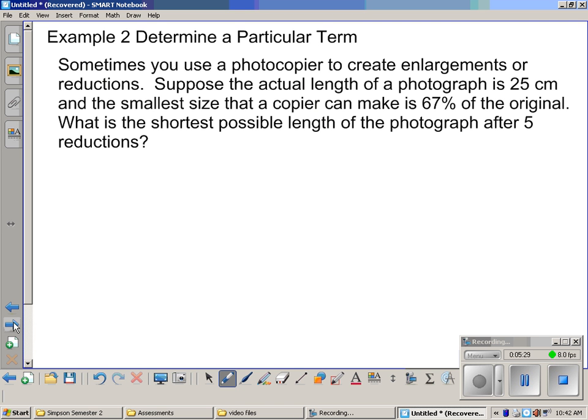So our starting length, or T1, is 25. Our r value is what it's being reduced by. 67% as a decimal is 0.67. And n, our number of terms, is actually 6 because there are 5 reductions plus the original. So our n value is 6.